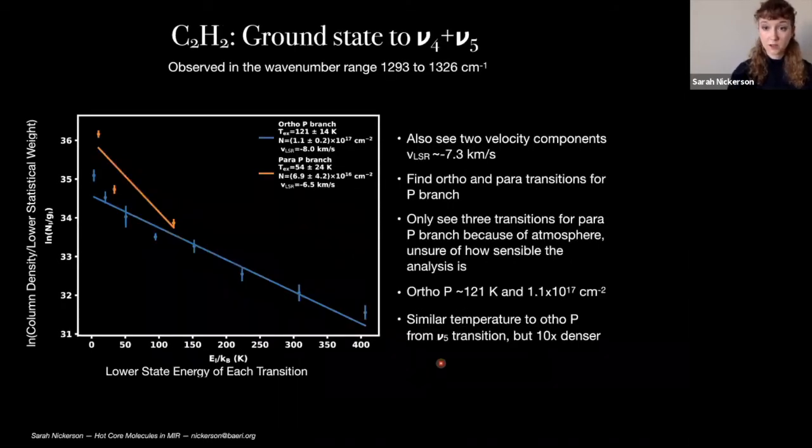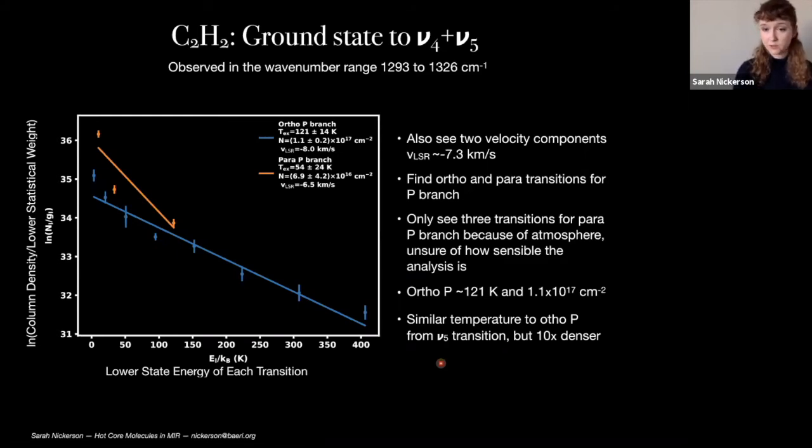So now we also see another transition, ground state to V1 plus V5, around the 1300s wave number. Unfortunately for these ones, for the para P branch, we only see 3 transitions because the other ones were right on top of atmospheric lines, unfortunately, but we get a very complete ortho P branch. And so they look a bit different. We're not sure how much to trust the para P branch, actually. But look at the ortho P branch.